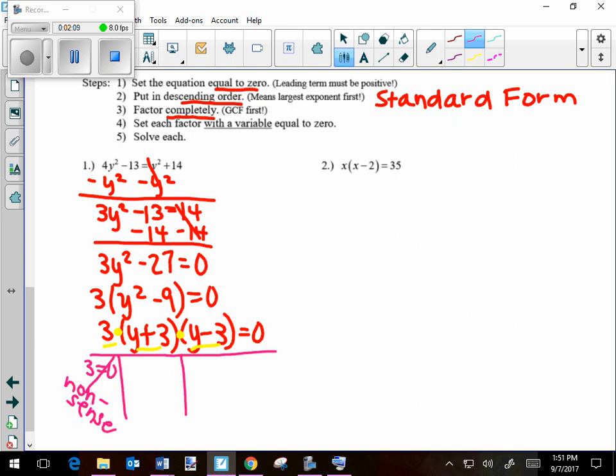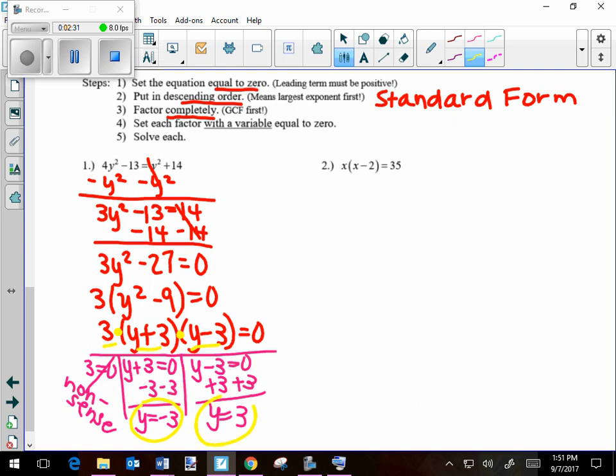And then I have y plus 3 equals 0. And I'm going to solve that. So minus 3, minus 3, y equals negative 3. And then I'm going to have y minus 3 equals 0. So I'm going to do plus 3 and plus 3. So y equals positive 3. So please notice that there are 2 answers to this question. One of my answers is y equals negative 3. One of my answers is y equals positive 3.